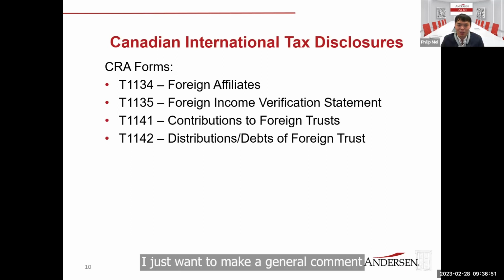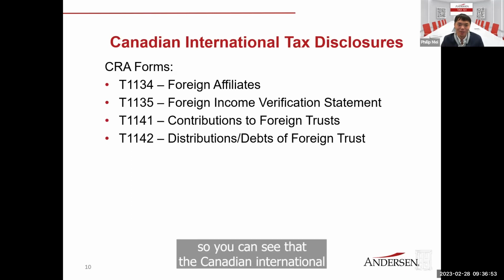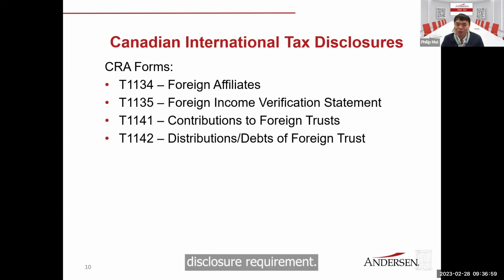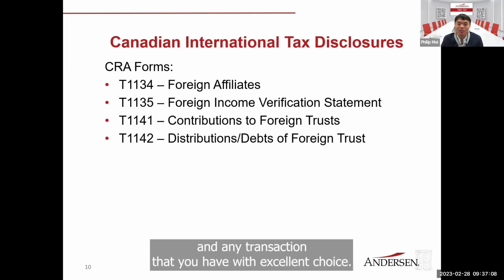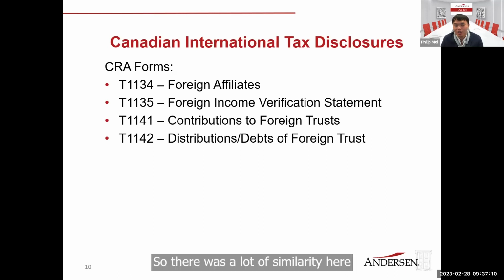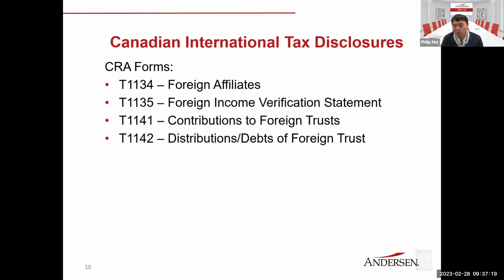Okay, yeah, I just want to make a general comment. As you can see, the Canadian international tax disclosure is rather similar to the US disclosure requirement. They want you to disclose everything: any corporation that you own, any financial asset that you own, and any transaction that you have with a foreign trust. So there is a lot of similarity here, except the CRA typically imposes a much lesser penalty compared to the IRS.